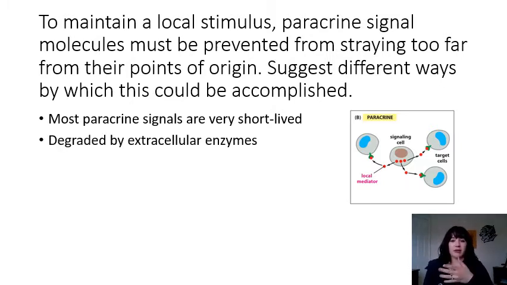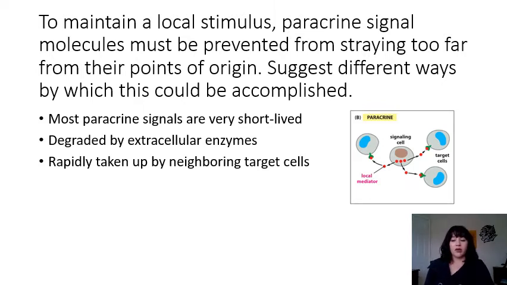In addition to maybe not being very stable, these molecules can also be degraded by enzymes in the surroundings. So there are enzymes out there that can break down these molecules. So again, they don't last very long, they can't travel very far. You could also have rapid uptake by neighboring cells, right? We've talked about this a little bit, a similar idea at the synapse, right? How serotonin reuptake inhibitors control how much of this neurotransmitter is in the synaptic cleft. There's a similar idea with paracrine signaling in that the amount of signal can be limited by being rapidly taken up by nearby cells.